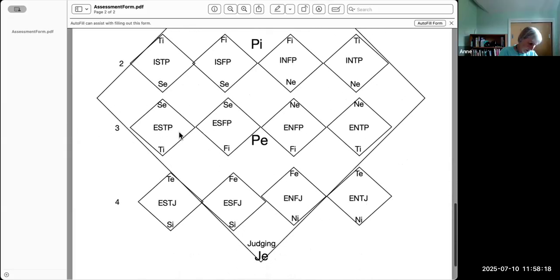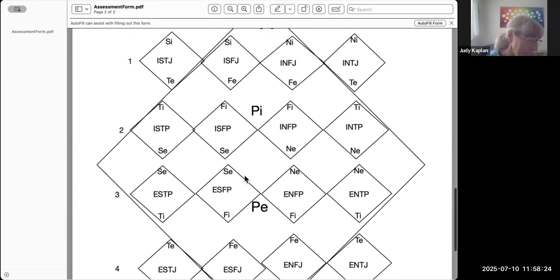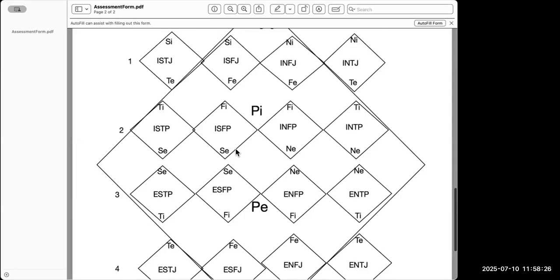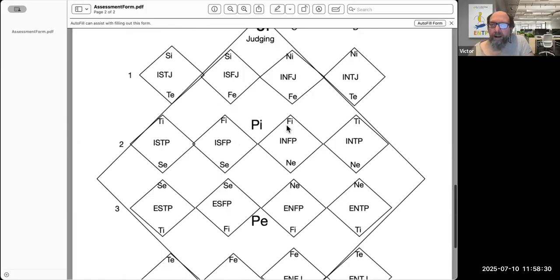What are the handwriting features for perceiving and judging? Well, you have to realize that it's a good question. Perceiving and judging are not functions.